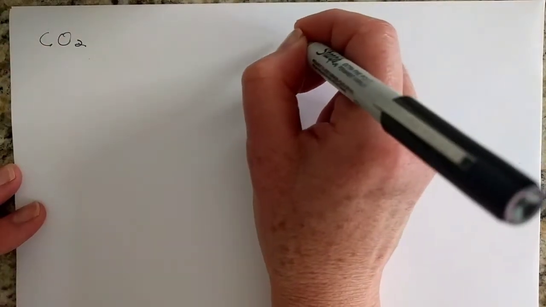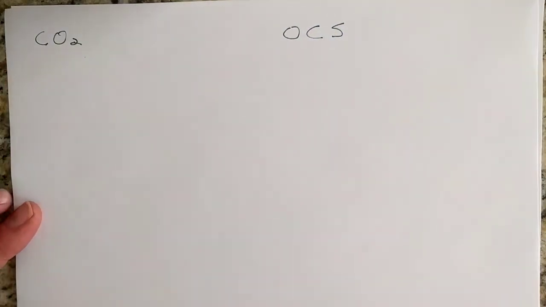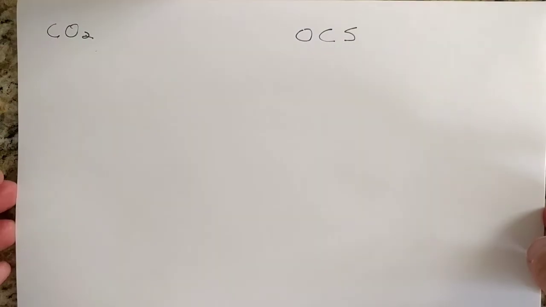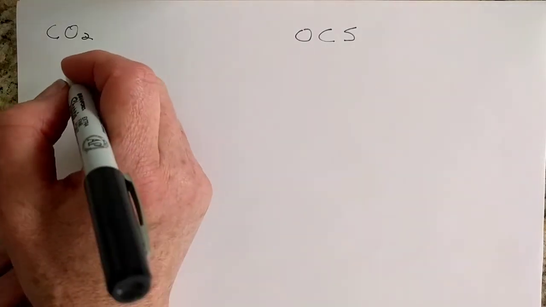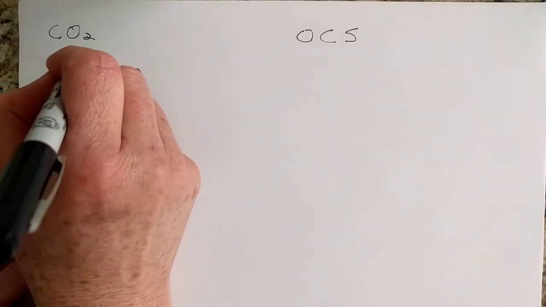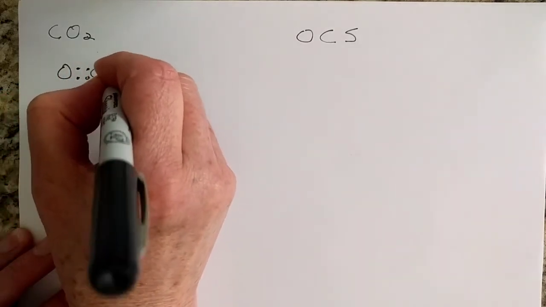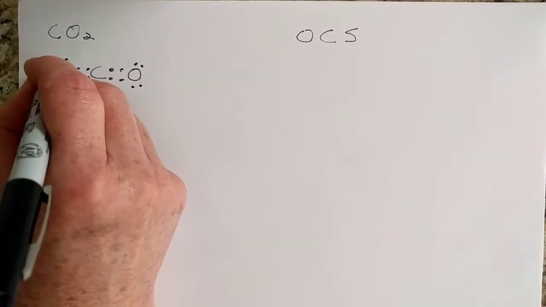Okay, so let's look at 2 examples here. We're going to look at carbon dioxide, and then we're going to look at a molecule of OCS. So I'm not going to write down the valence electrons. You can do that on your own. I just want to save time in this video. So with carbon dioxide, carbon has 4 valence electrons, each oxygen has 6. We have a total of 16. And when we put them in properly, for every element to have the octet, I'm going to end up with double bonds between the carbon and the oxygen.